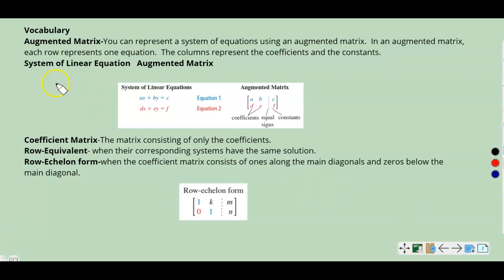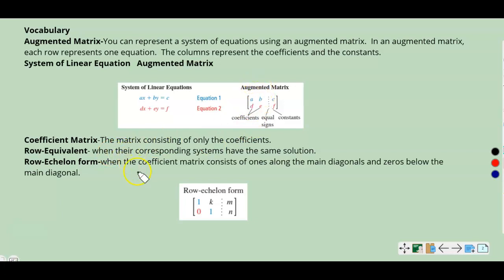Here's your key vocabulary terms: an augmented matrix. You can represent a system of equations using an augmented matrix. In an augmented matrix, each row represents one equation. The columns represent the coefficients and the constants. All right, so here's a picture of a system of equations. So if you have a system of equations, this is equation 1, this is equation 2, and you can see that they put the coefficients and the dots represent an equal sign, and then your constants go on the right-hand side. A coefficient matrix, the matrix consisting of only the coefficients, so that would be this matrix here.